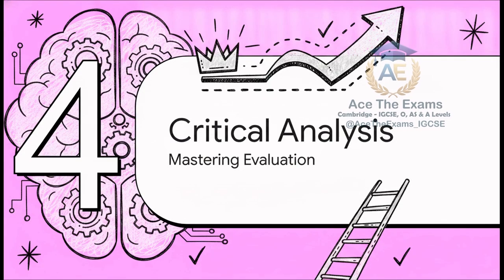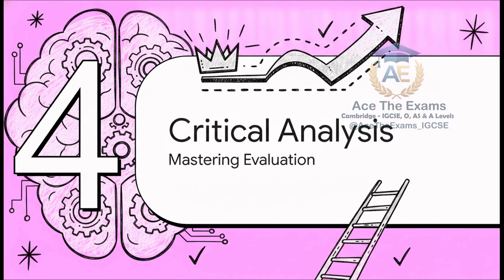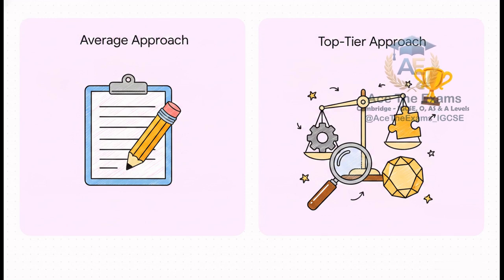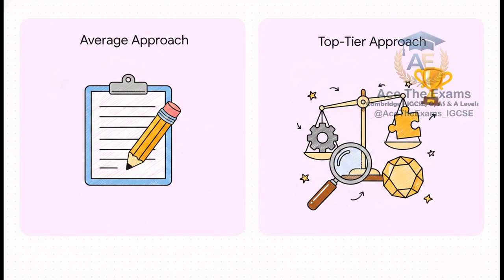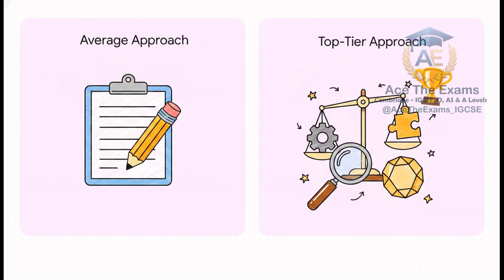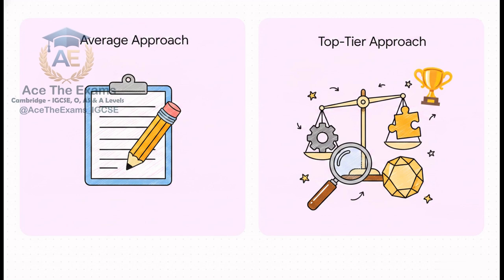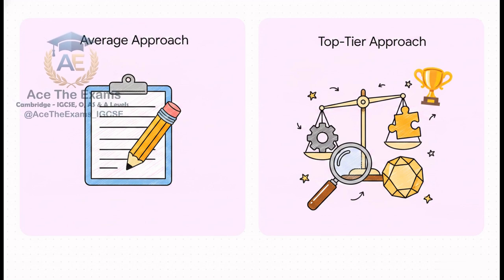All right, home stretch. Let's look at Section 4, Mastering Critical Analysis. This right here is where we separate the average grades from the absolute top tier. We've got a clear split between two types of candidates. On the left, we have descriptive candidates. The average student just describes the software. They list facts. It's fine, but it's basic.